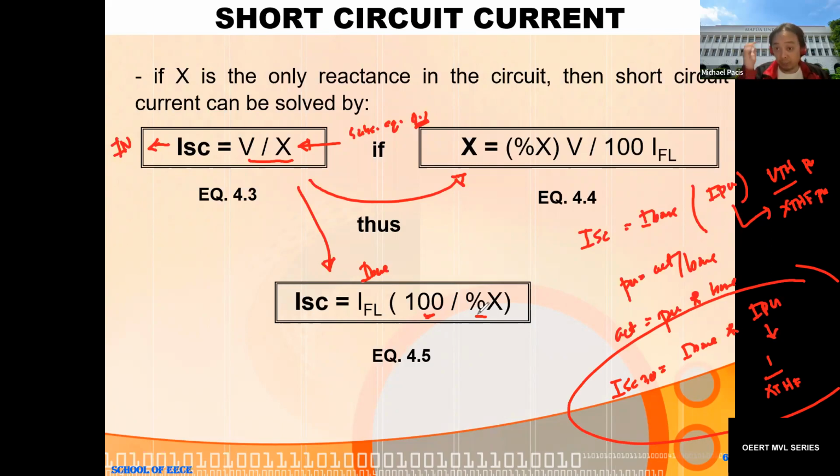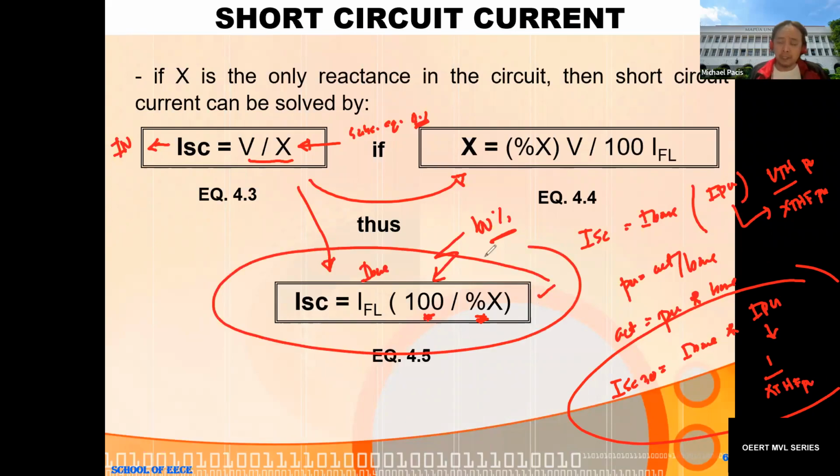So in other words, to have a mnemonic, tandaan po natin, 100%. So ibig sabihin, taguro yan. Which means, kapag percent, may taguro sa numerator. Kaya nga 100%. Okay? So yun lang ang technique. Kasi if this is 1 all over XTH, it means dapat ang XTH mo naka-per unit din. Pero kapag naka-percent ka, dapat may taguro sa numerator, 100. Kaya 100%. So that's the only difference between per unit and percent. But again, they will serve the same purpose.